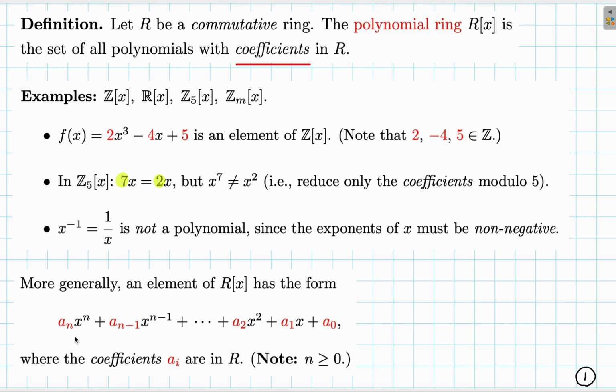And as a matter of convention, we typically match the subscript of the coefficient a sub n with the exponent of the x term, so x to the n. And then we have a sub n minus 1 times x to the n minus 1. It just makes it easier for us to keep track of the terms and subscripts that way.